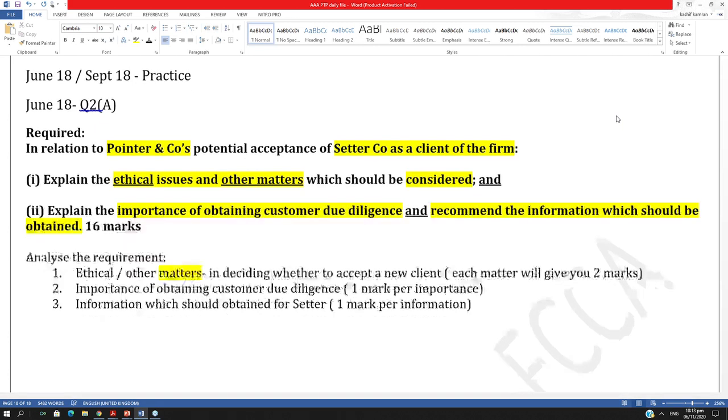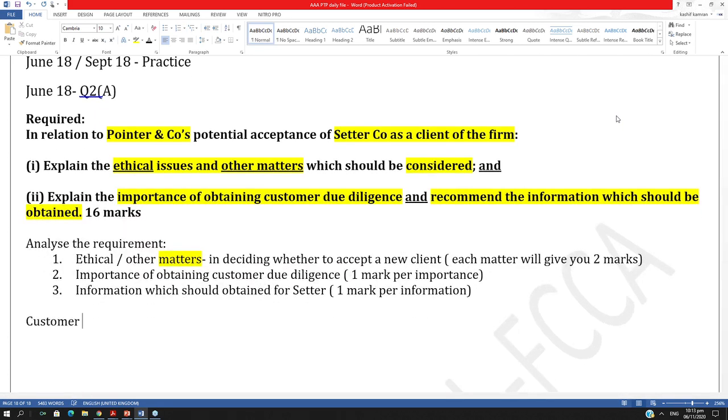Okay, now tell me first, what is customer due diligence? What does that mean? What is the literal meaning of the words customer due diligence? Okay, very good answers. Screening. Customer due diligence means client screening, that you have to do client screening. So it is equal to client screening. Is it a new client? Setter is a new client.